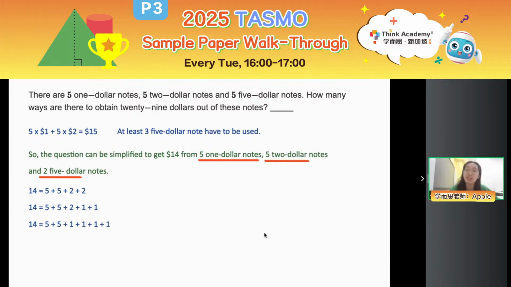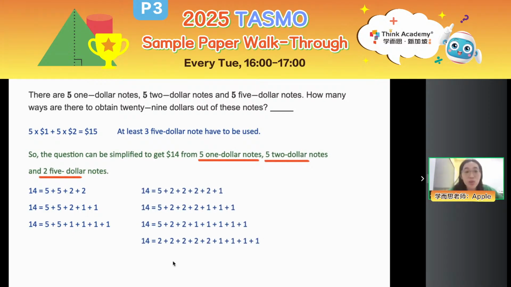So following this, you can just list out one by one. How do we split 14 into different ways? Of course, we start from the bigger number. So we start from 5 plus 5, and then plus 2 plus 2. Yes, pay attention. At most, now you only have 2 $5 notes. And then you can also try to split the 2 into $1, right? So then we have 14 equals 5 plus 5 plus 2 plus 1 plus 1. Then also you can split 2, that is 1 plus 1 plus 1 plus 1.